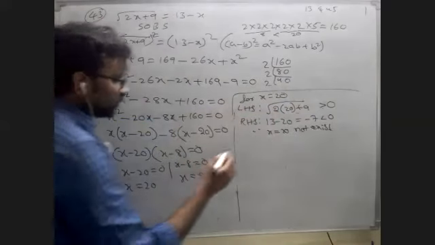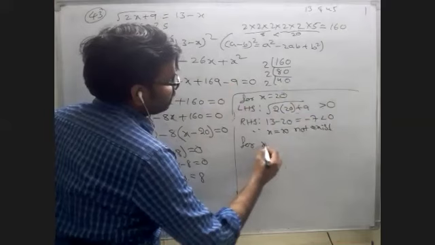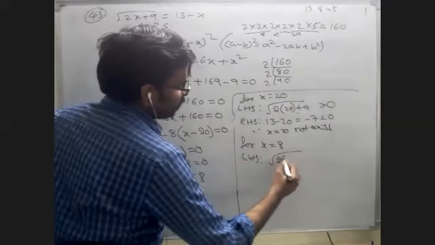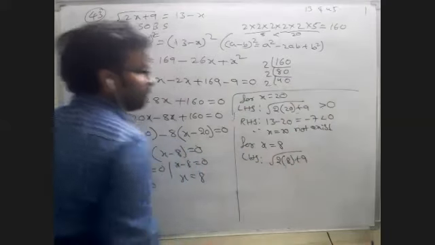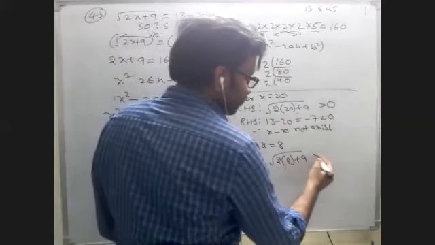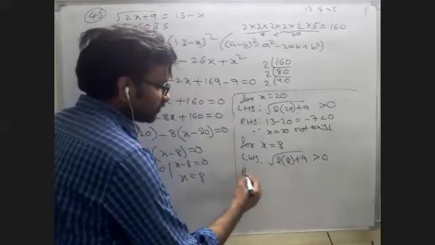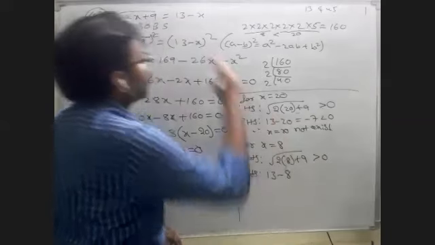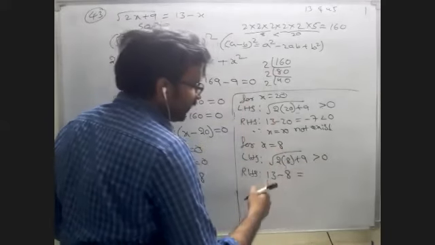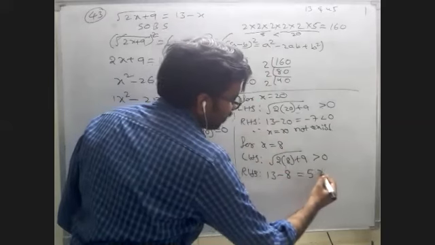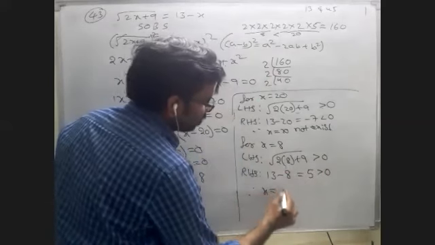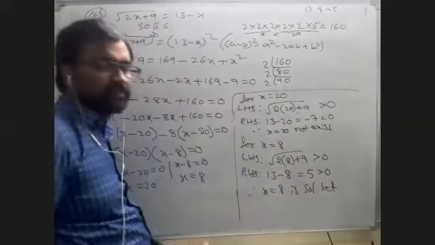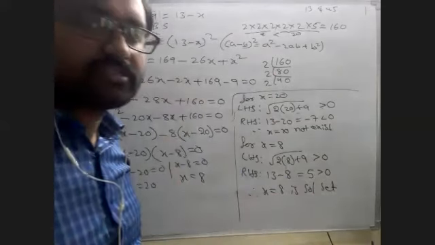Next, go for x is equal to 8. For x is equal to 8, LHS is root over 2 into 8 plus 9. 2 into 8 positive, positive, which is greater than 0. And RHS, that is what? 13 minus x means 8, which is what? 13 minus 8 is 5, which is greater than 0. So therefore x is equal to 8 is the solution set. x is equal to 8 is satisfying. So this is the answer, solution set.